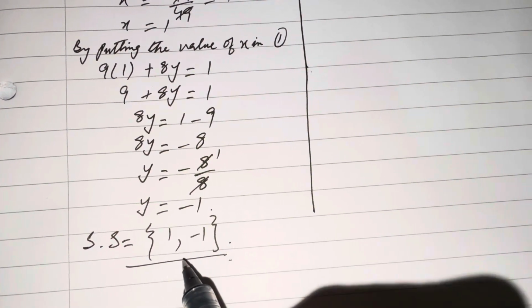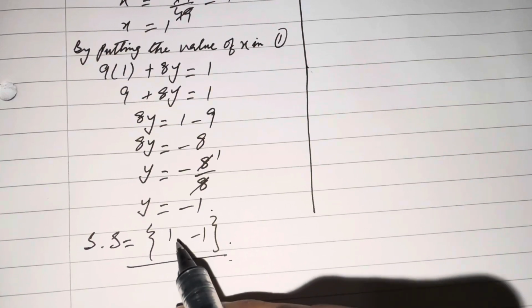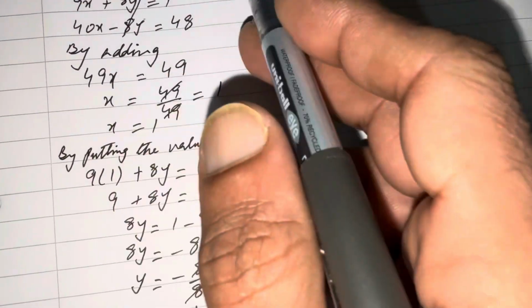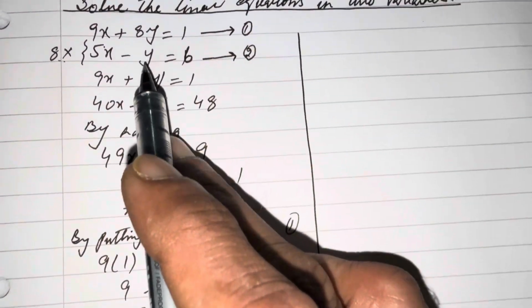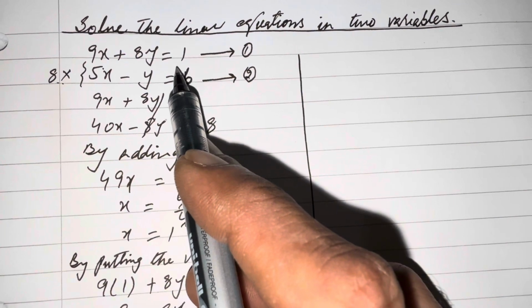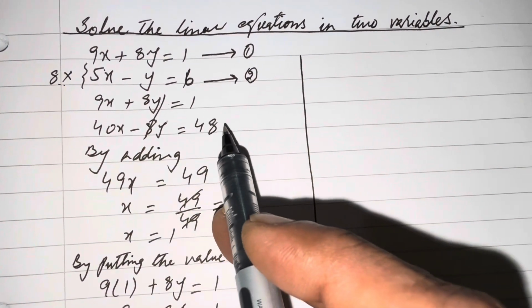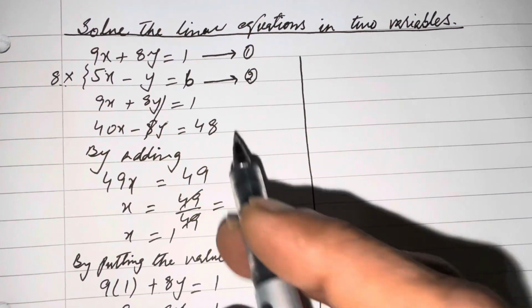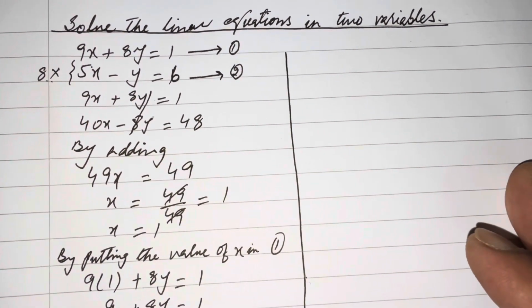So we can check our answer, whether it is the right answer we have found. So we can put the value of x and y in equation number 1. By putting the value of x and y in equation number 1, if the equation satisfies, it means that we have found the right answers, and the right values of x and y.